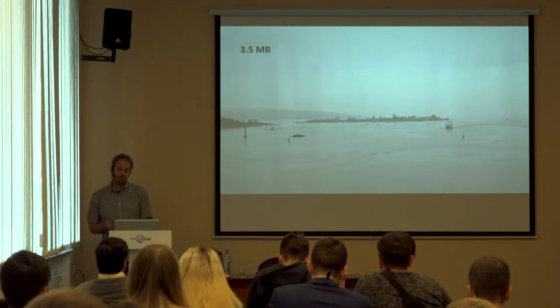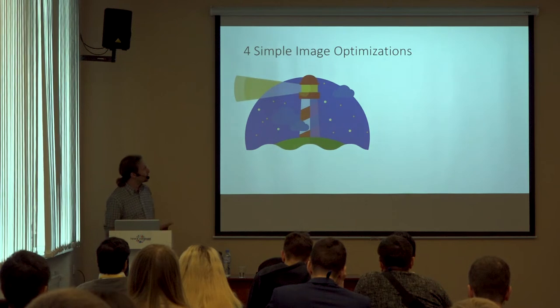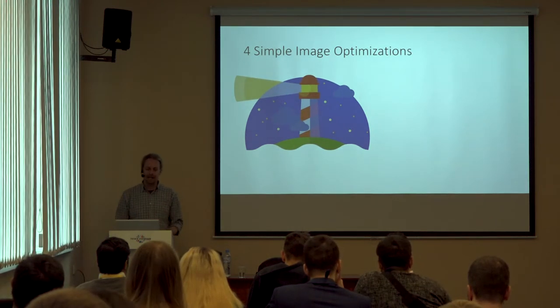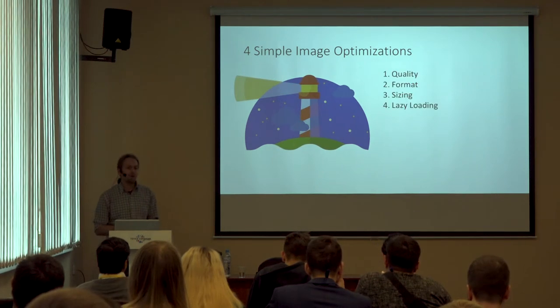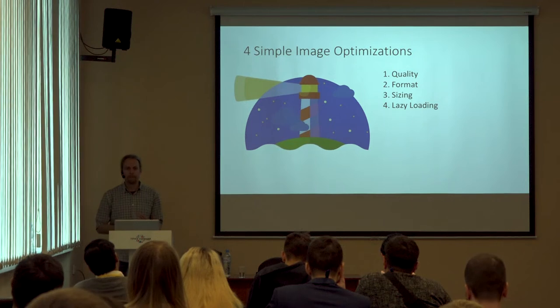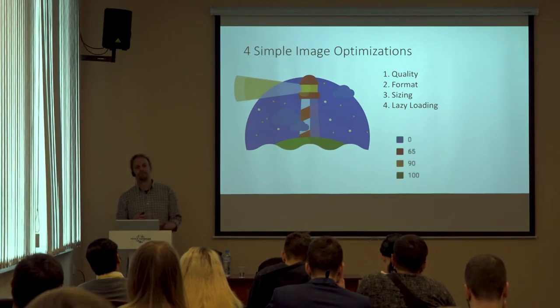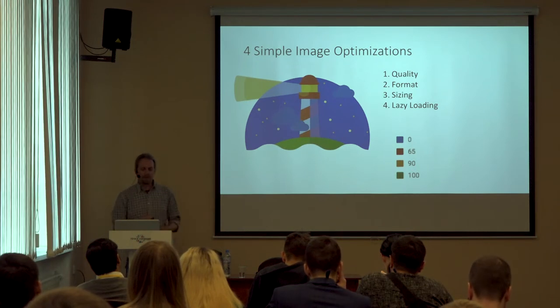So what can we do to optimize images? We learned about Lighthouse in the last talk, and Lighthouse is a great tool to monitor and audit how your web page loads. Inside Lighthouse, there are 4 image optimizations: quality, format, sizing, and lazy loading. When you run the audit against your web page, it gets scored from 0 to 100. So let's look at what we can do to optimize these things.